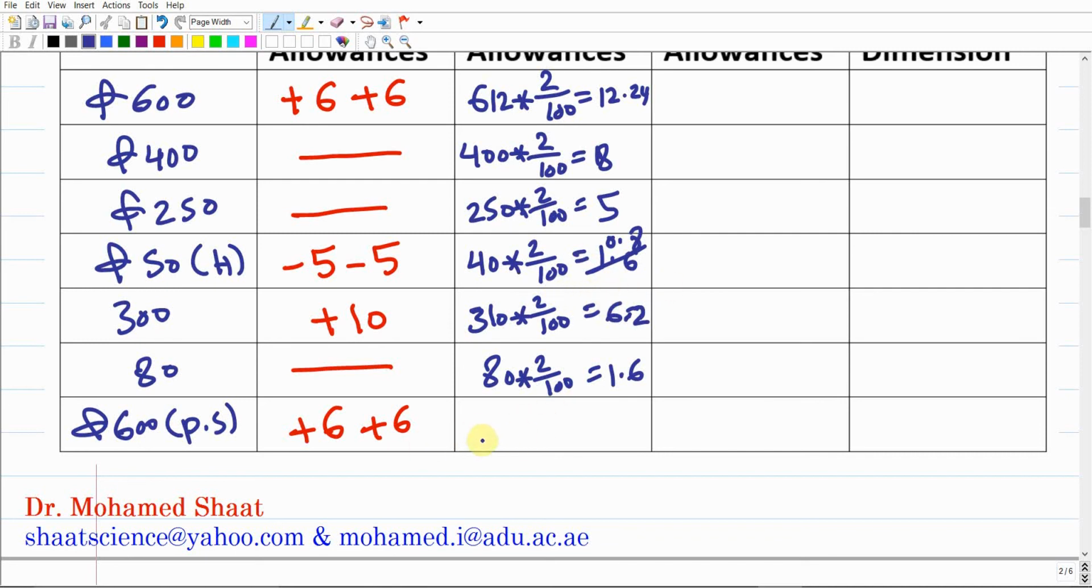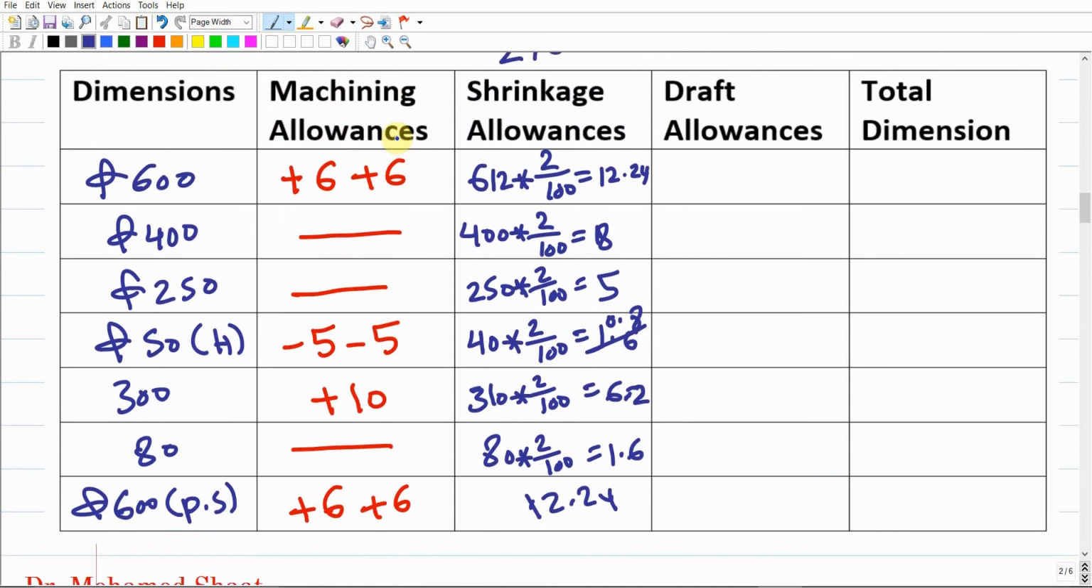How about this machining allowance? It should be the same. It should be the 12.24 that we already got before for the same dimension. Then we are going to add the draft allowances.